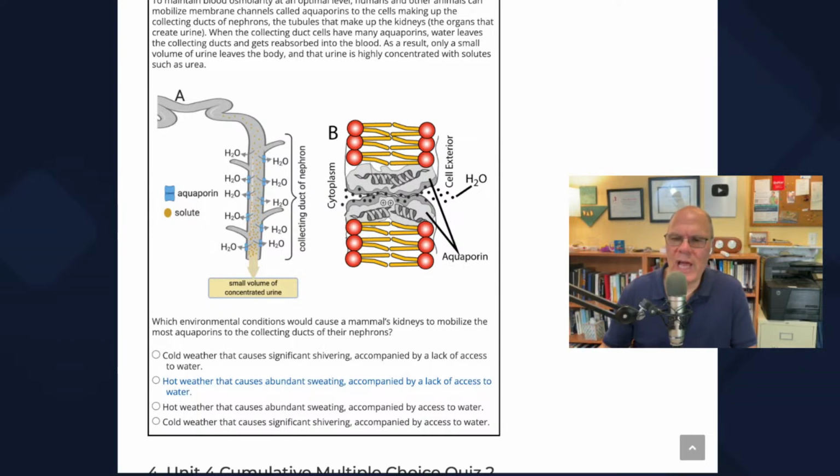The third choice, hot weather that causes abundant sweating, accompanied by access to water. Well, I wouldn't need to conserve water if I had access to water. And fourth, cold weather that causes significant shivering, accompanied by access to water. I think I've identified the answer, but I'm wondering if anyone in our audience is willing to put an answer in. I'll take a little sip of water while I'm waiting, see if any answers come in.